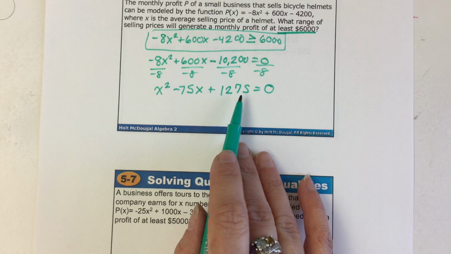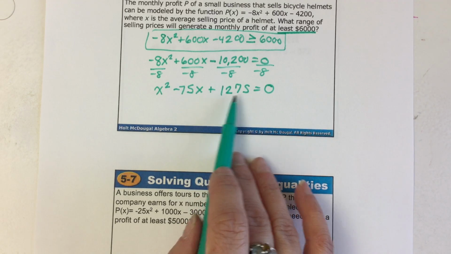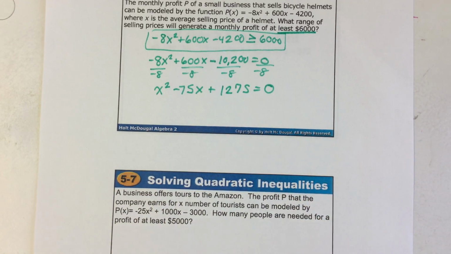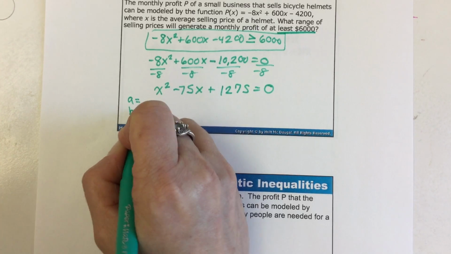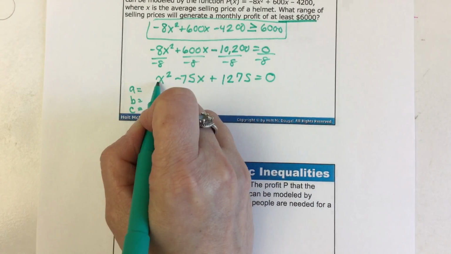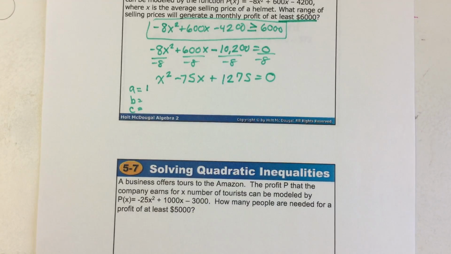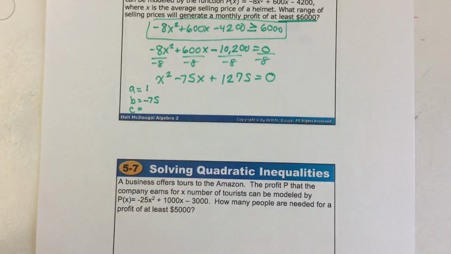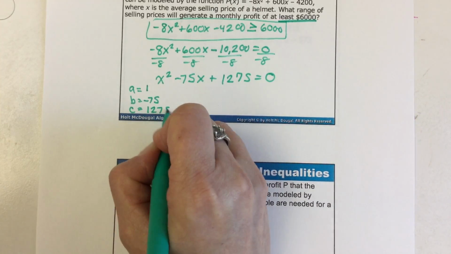I don't know about you, but my mental math does not help me figure out two numbers that multiply to 1275 and add to a negative 75. So here, I'm going to go ahead and do the quadratic formula because I know that's the method that always works. X squared helps me to identify A. So A would be a 1. B, the number in front of X, is negative 75. C, the number at the end, is 1275.